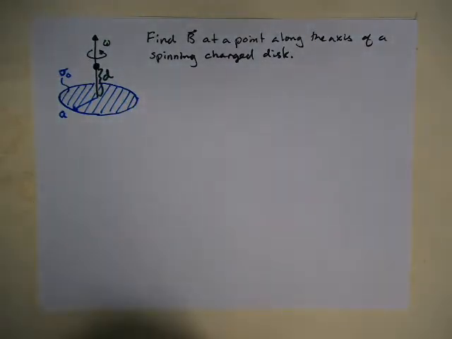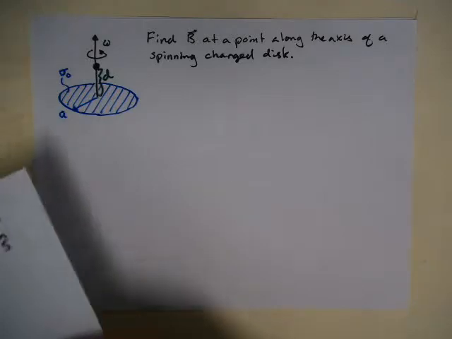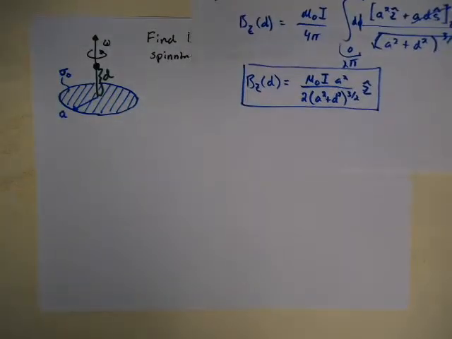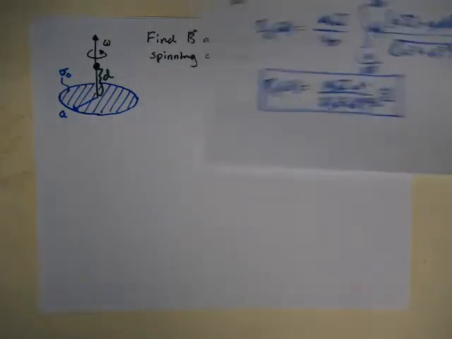Now to do this, we're going to use the result that we have before, the magnetic field for a circular current loop. This is the result we're going to use. That's what we did in the last example.